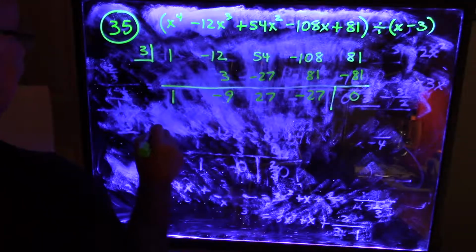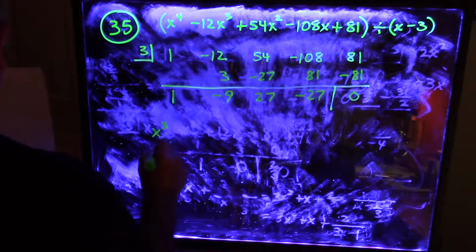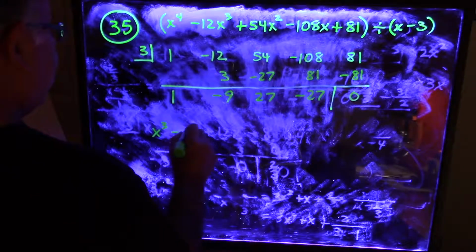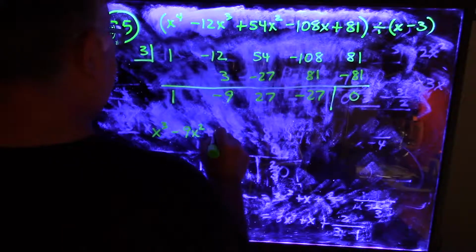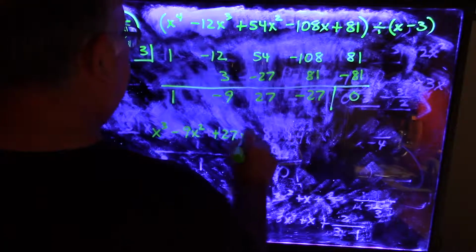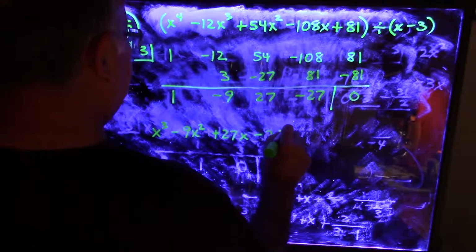So our quotient is x cubed minus 9x squared plus 27x minus 27, and there's no remainder.